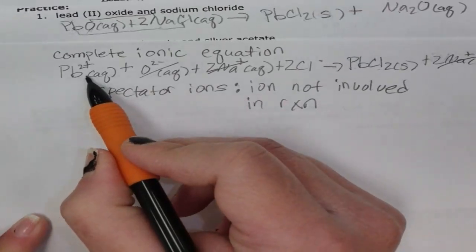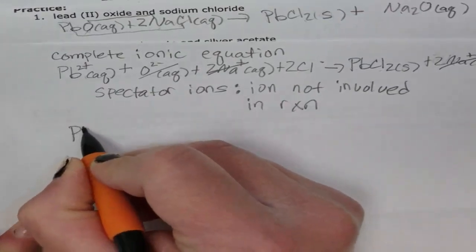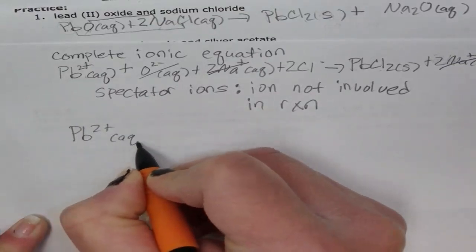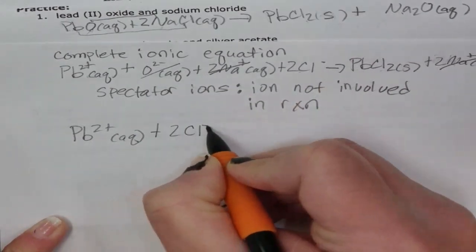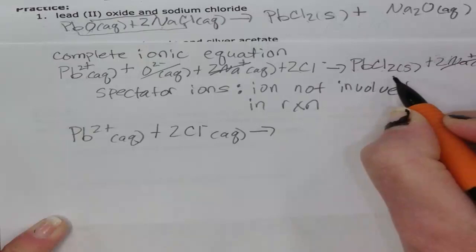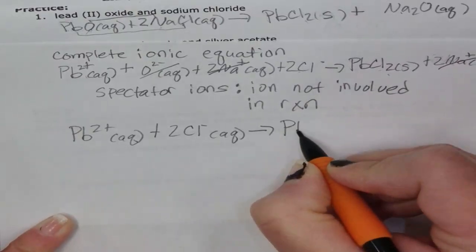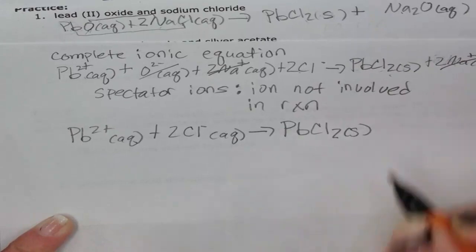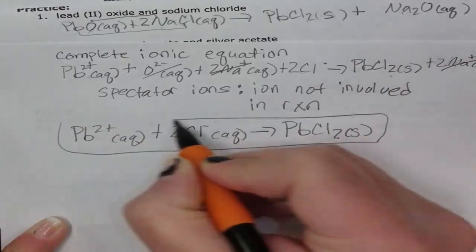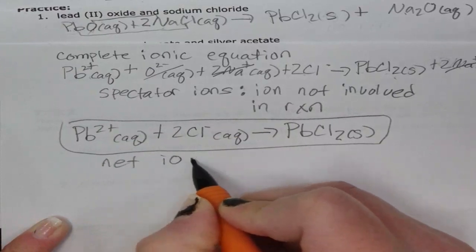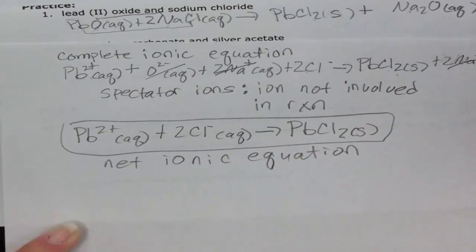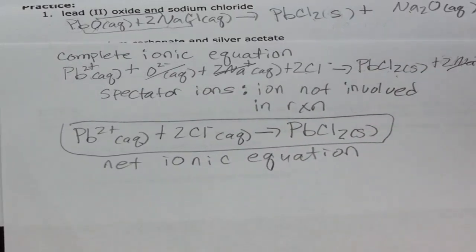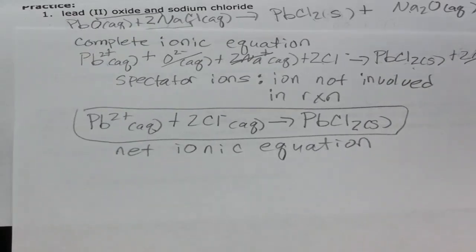I am left with a lead 2 ion, and I am left with 2 chloride ions, and I'm left with the solid precipitate, PbCl2 solid. This is my net ionic equation. And in chemistry, we want to write net ionic equations because what we care about in chemistry is what's actually involved in the reaction, not whatever's just kind of hanging out watching.